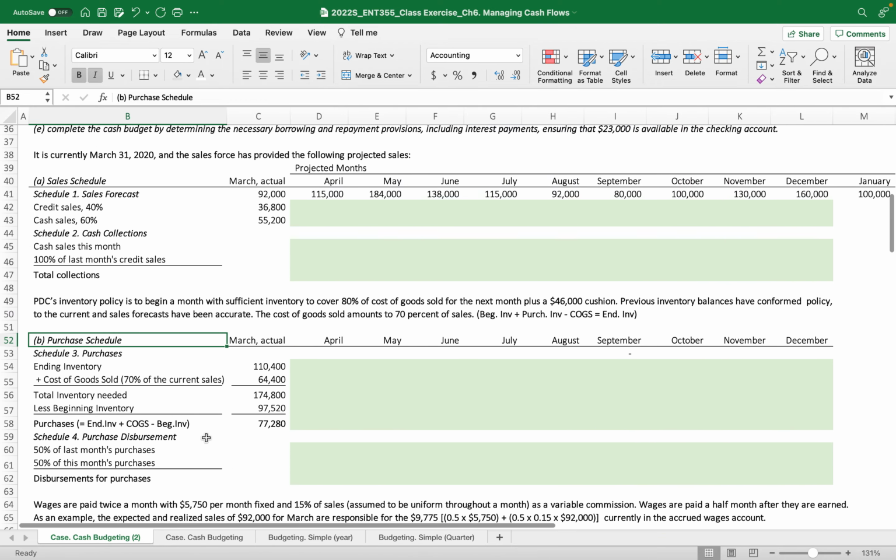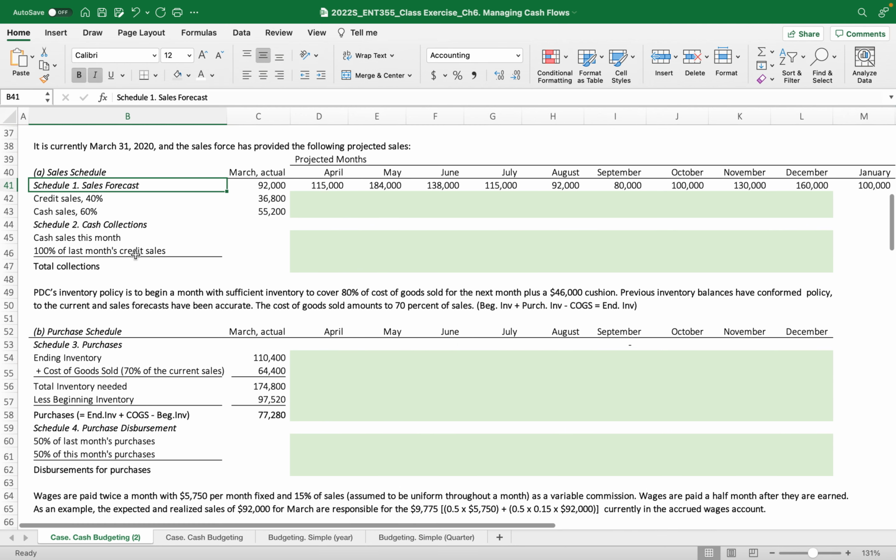Again, the reason why we need to build the schedule is that the actual business activities on an accrual basis, credit sales or credit purchase or payment, and the actual collection and disbursement of the spending are different, right? So we need to distinguish these two transactions.